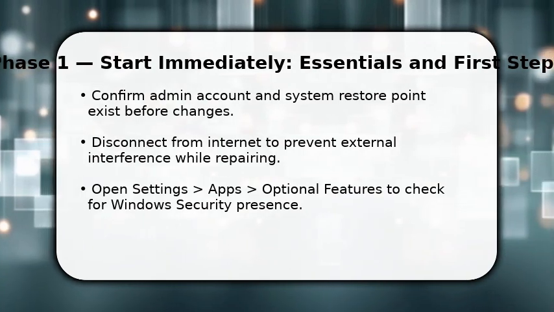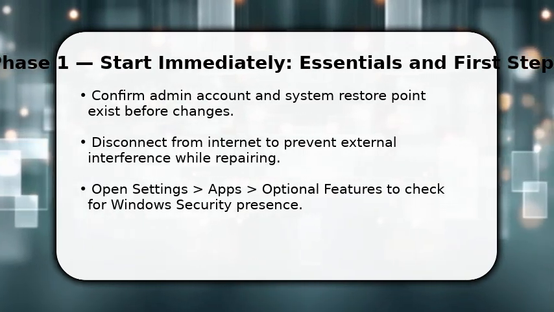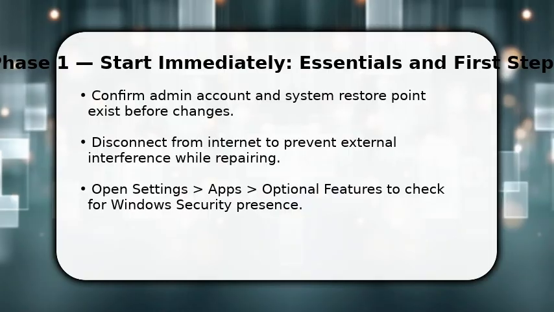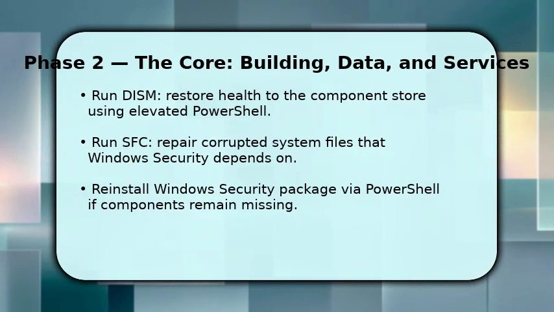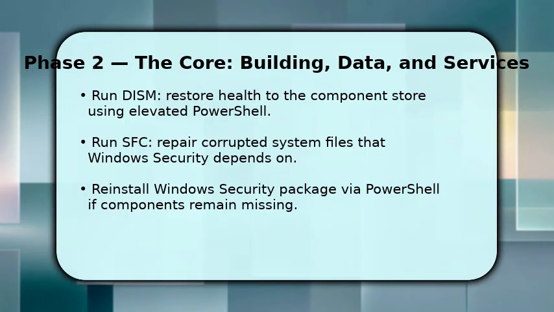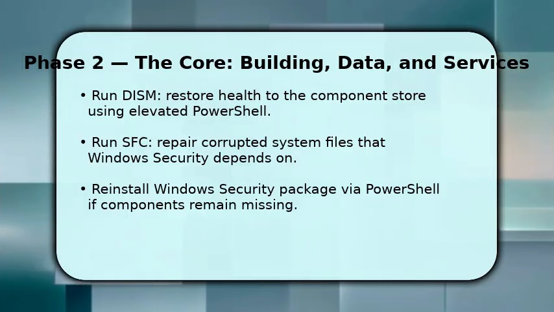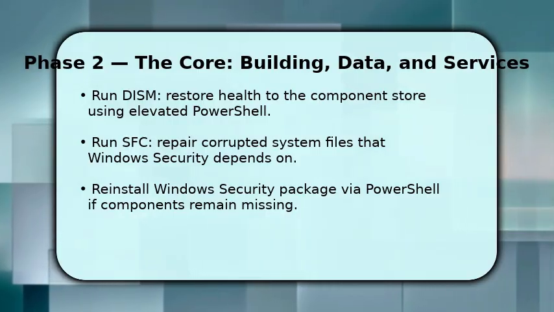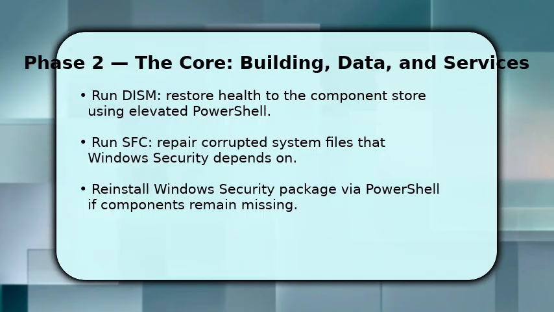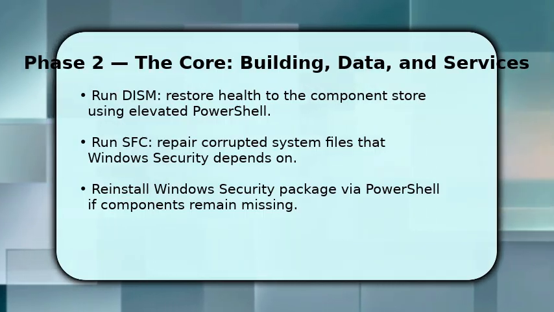You will repair the system component store and system files. First, open an elevated PowerShell and run dism with the Restore Health command to fix the component store. This repairs corruption at the image level. Once dism completes, run sfc /scannow to repair protected system files that Windows Security uses.